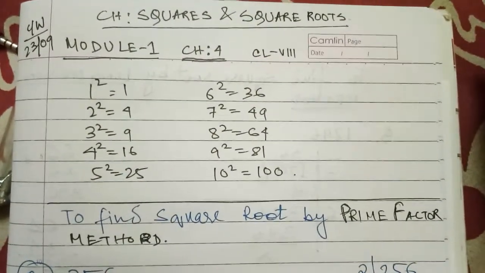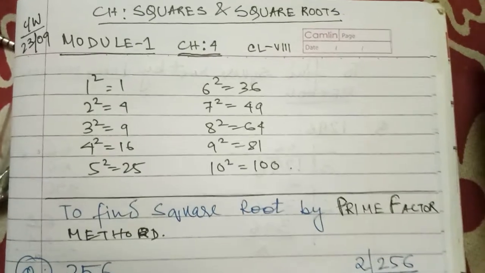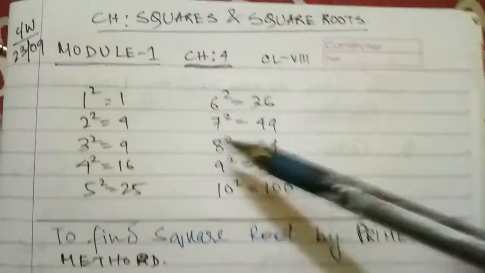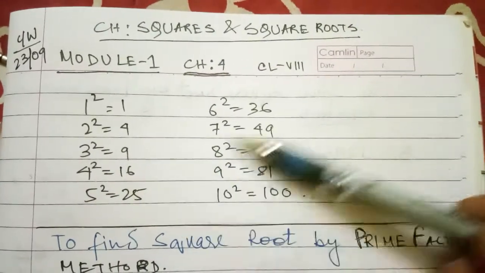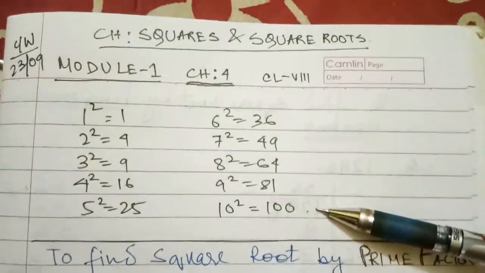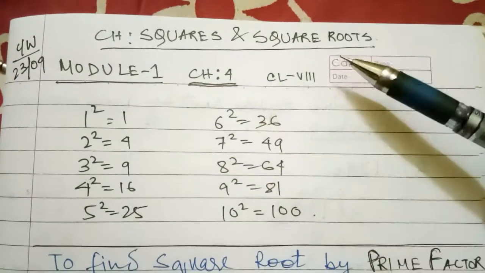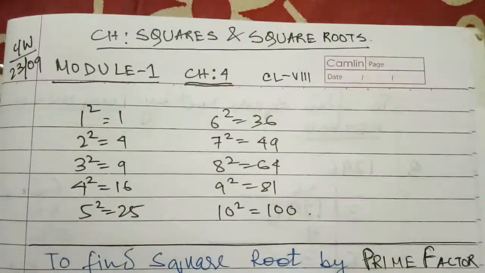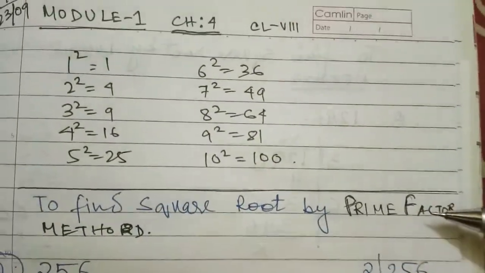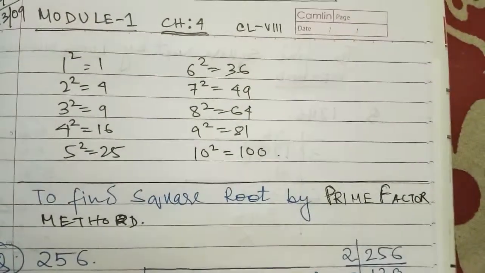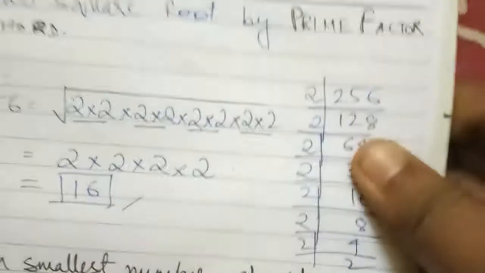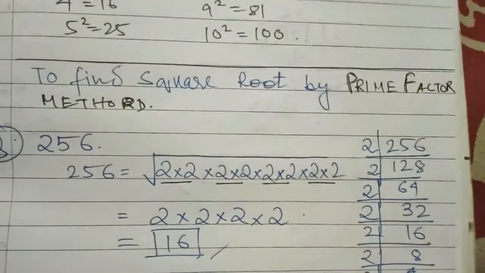We are starting with module 1. I am breaking this one as module 1, chapter 4. Here I have written squares. You know all these: 1 square is 1, 2 square is 4, 3 square is 9. Now to find the square and square root, there are two methods. One is the prime factor method, and another is the long division method. Now I am starting with the prime factor method.